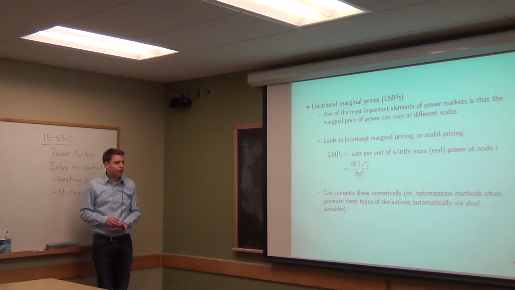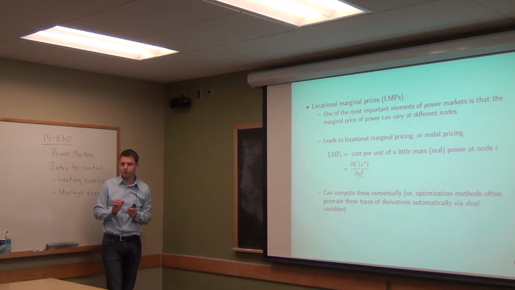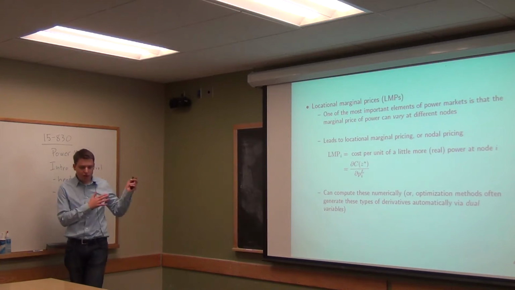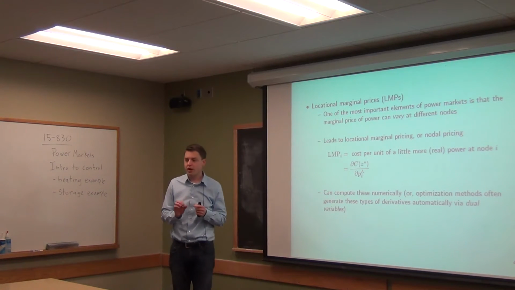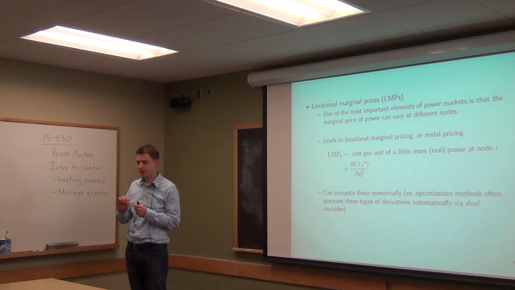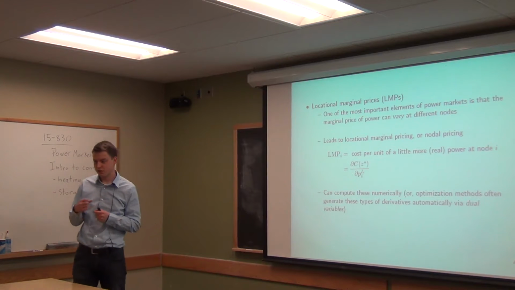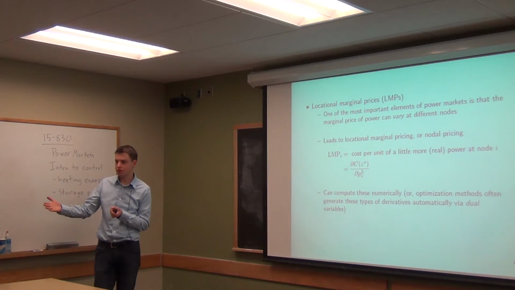And the last thing I want to mention now is this notion related to power markets of locational marginal prices. So remember, in this theory of the firm we talked about a while ago, the marginal price was the incremental cost for making one more item, right? It was the derivative of the cost function with respect to what you're producing.